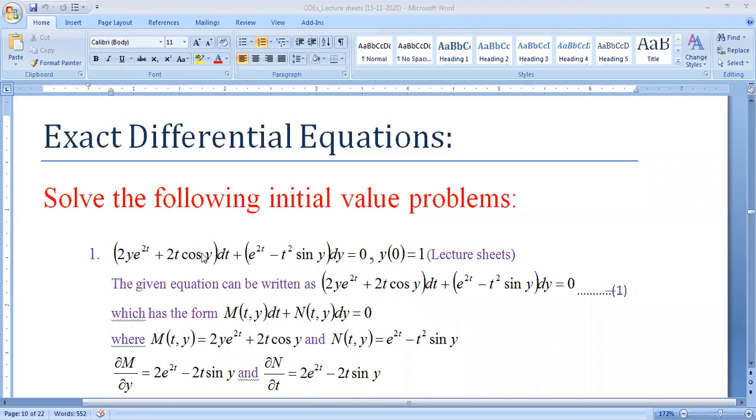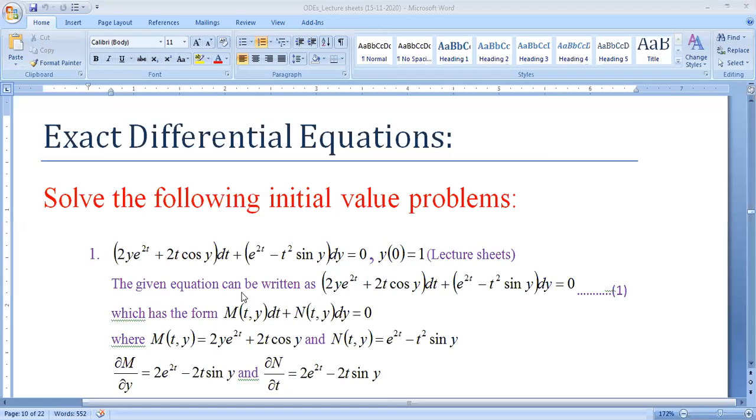That means there is an independent variable, what? t. Instead of x, we are using the t variable, right? So the dependent variable, what? Same, y. So for t equals to 0, y equals to what? 1. This condition is called the initial condition for this problem. So this is the initial value problem.